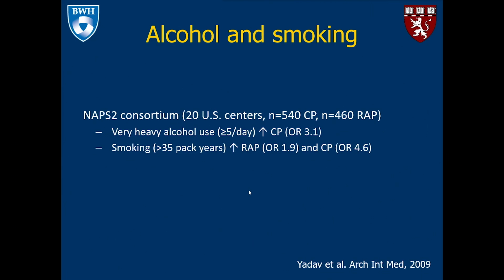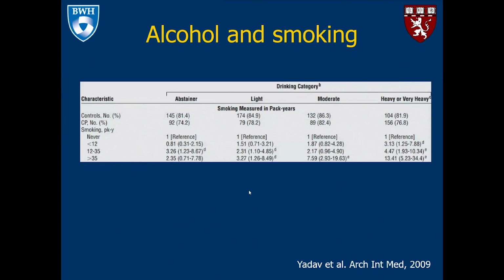Alcohol and smoking cessation. So the NAPS2 consortium, which was a large American consortium that assessed recurrent acute pancreatitis and chronic pancreatitis, found that the risk of developing chronic pancreatitis was much higher in patients with very heavy alcohol use, as well as with smoking of more than 35 pack-years. And so because of this, we do recommend that all patients with pancreatitis should stop smoking and drinking alcohol.